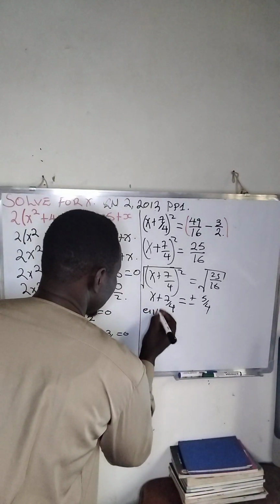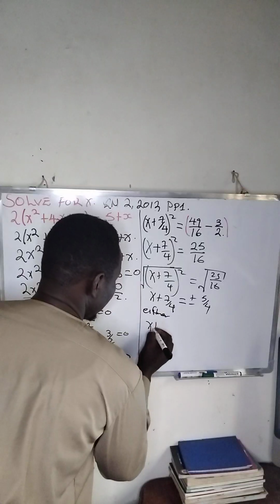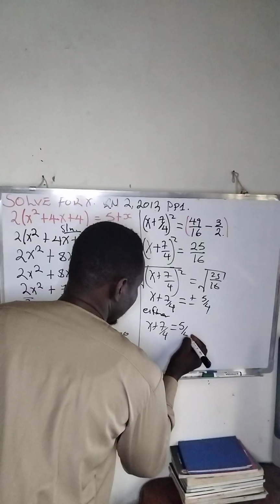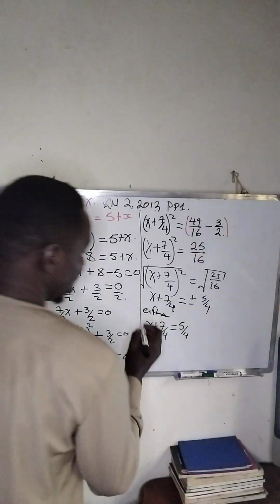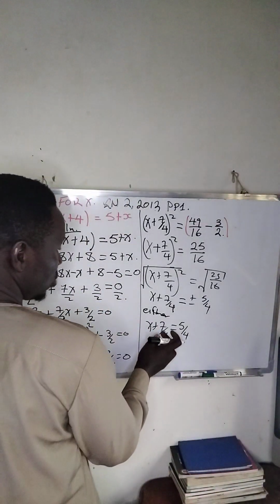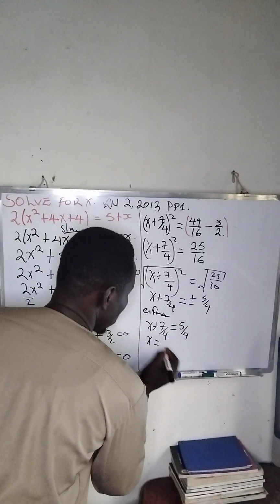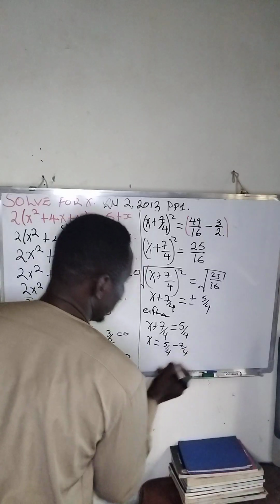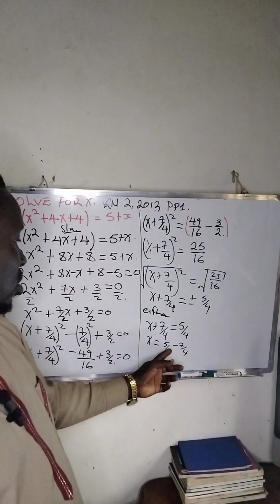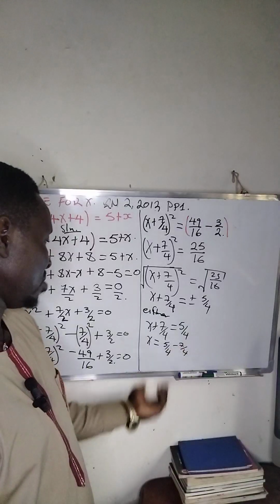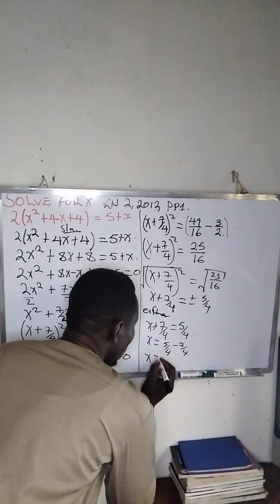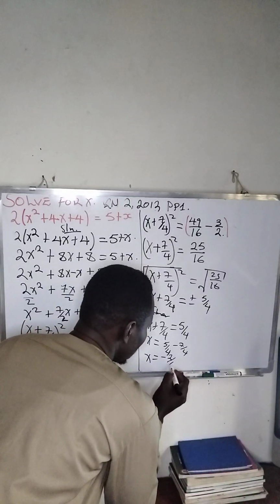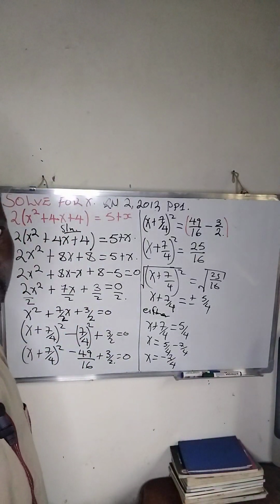Either (x + 7)/4 is equal to a positive 5/4, isn't it? Now our value here, this one goes to the other side. Our x will be equal to 5/4 minus 7/4. Now this one becomes negative. Not so? It is 5 minus 7. Our x qualifies to be minus 2, but all over 4. Are you seeing that one?